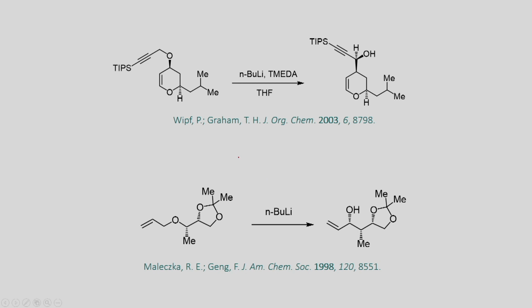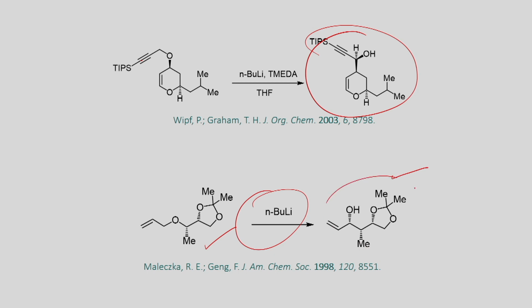This slide shows some of the recent examples of the Wittig rearrangement. When you have the propargyl ether, it can undergo rearrangement to give this alcohol as a product. Here is another example: you have the allyl ether, which, when you react with n-butyllithium, can readily undergo rearrangement to give this alcohol as the compound. If you look here, the stereochemistry of this chiral center is retained.